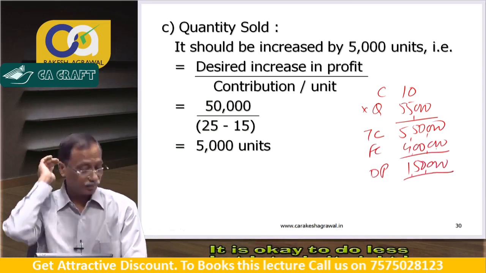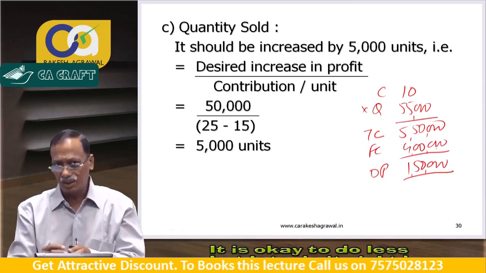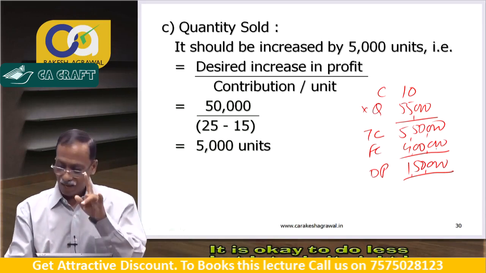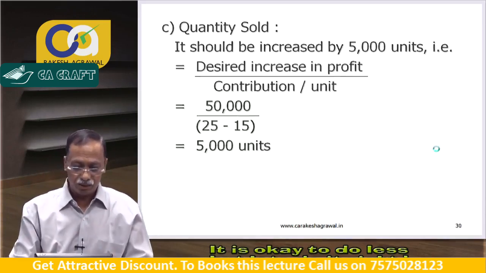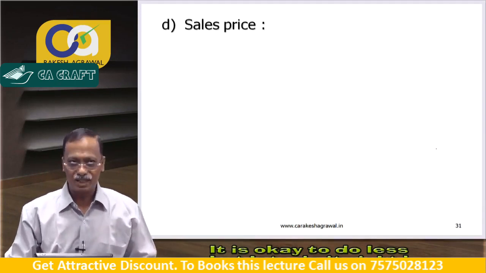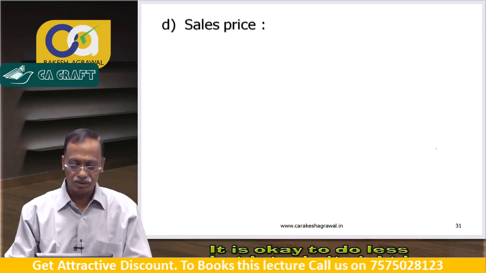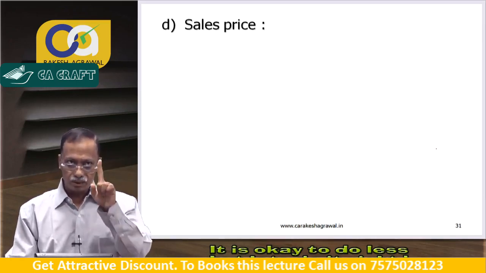Got it? So it can be cross-checked, no? If your answer is 2,000 units, you can cross-check whether at 2,000 units you are able to achieve the desired profit or not. And one more is left. You have to increase the sales price. So point number D, sales price. Now sales price has to be increased, no? Because profit has to be increased. So there has to be increase in sales price. Increase in sales price by 1 rupee.